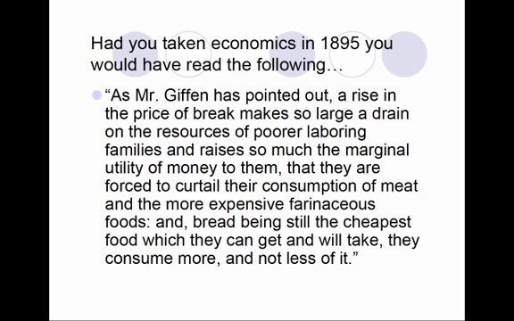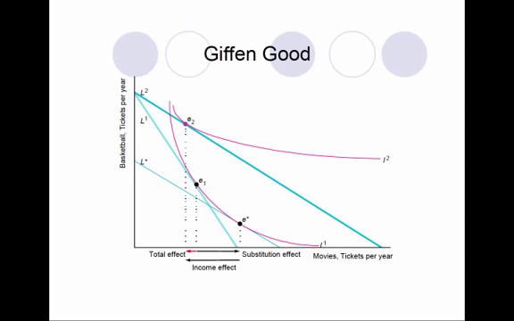Now, before I go on, the problem with that, and it was disproved a few years after Giffen had said this, is that the Irish were also the farmers, so they theoretically would have had increases in their income. So it wasn't a very good example of a Giffen good. The Irish potato famine was the first cited Giffen good, but it quickly disappeared.